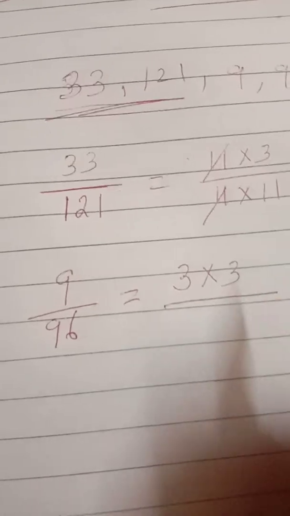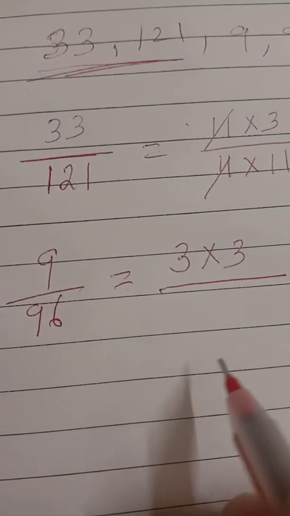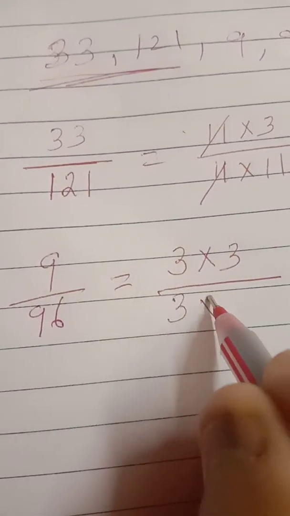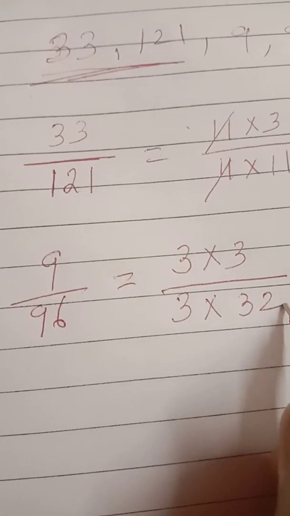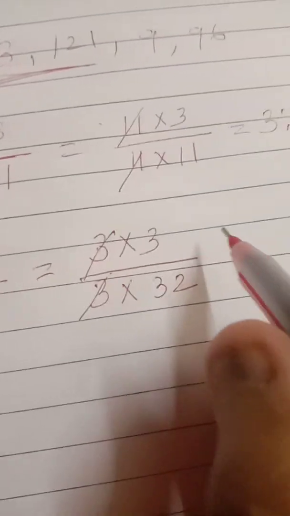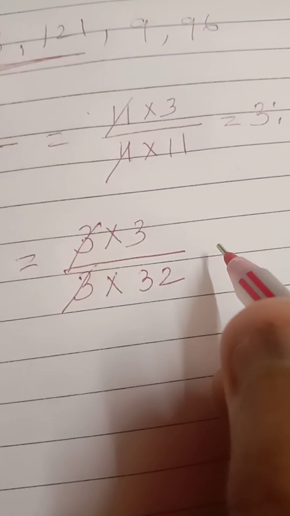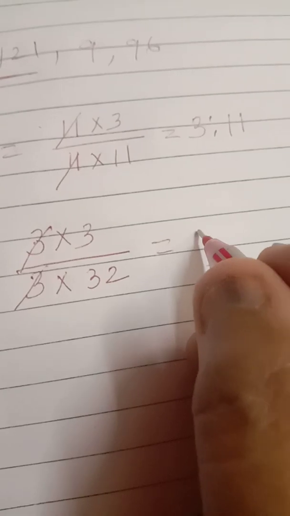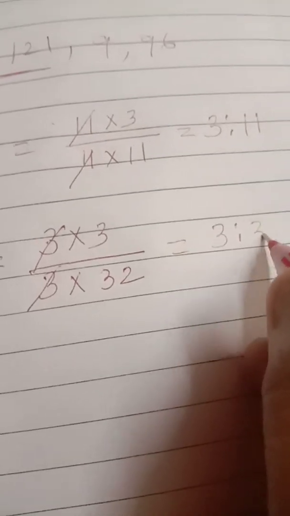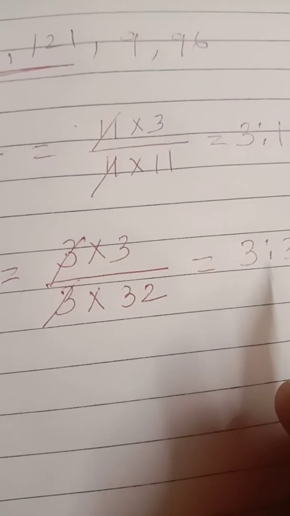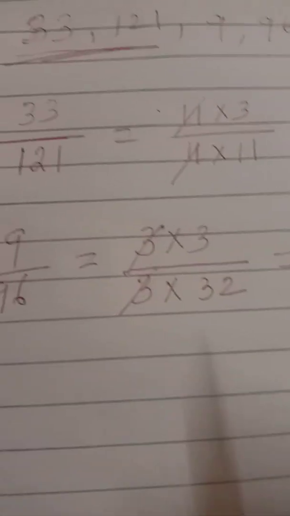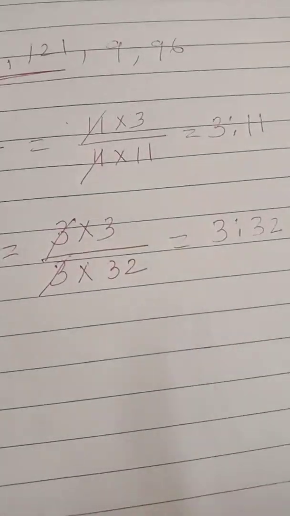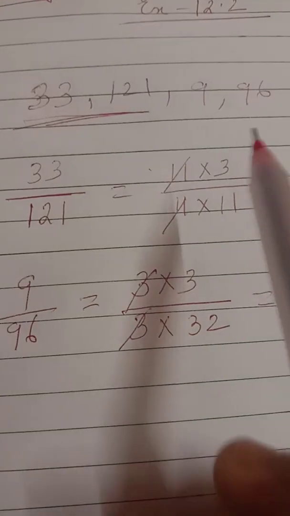Again reduced form. 3 3s are 9 and 3 32s are 96. Cut both 3s. So the ratio is 3:32. So these two are not equal. So they are not in proportion. Otherwise, we have to do it this way.